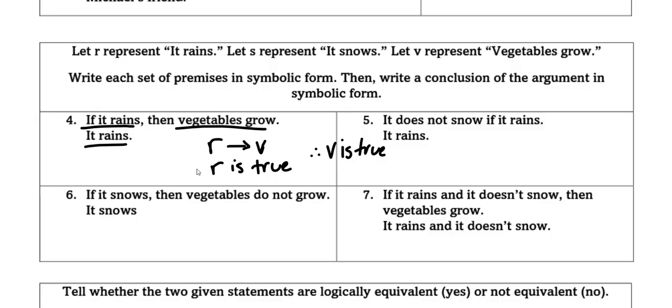So these are the two statements rewritten. This is the conclusion that we're making. You're writing each set of premises in symbolic form. That's this part. And then the conclusion of the argument is that part.